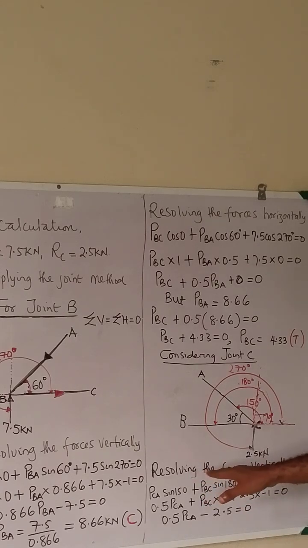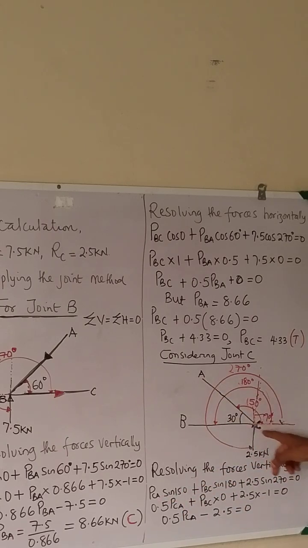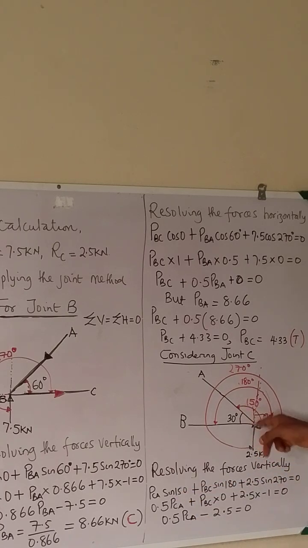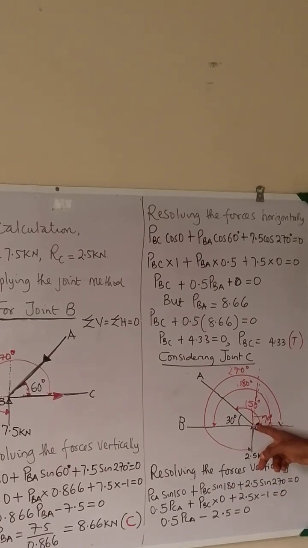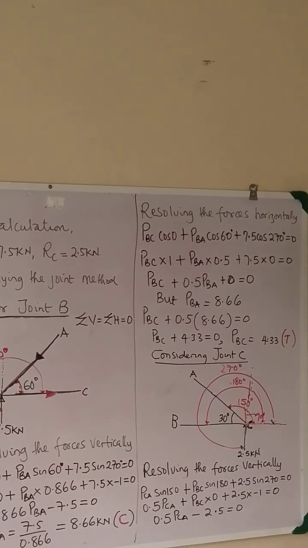And so the first one we want to do is to resolve the forces vertically. When we do that, we are going to take the force in CA, the force in member CA multiplied by sine 150 degrees, because we are considering the vertical direction, and that's the angle between member C and A. And then the next one is PBC, that's the angle between this member B and C, or C and B, depending on how you want to put it.